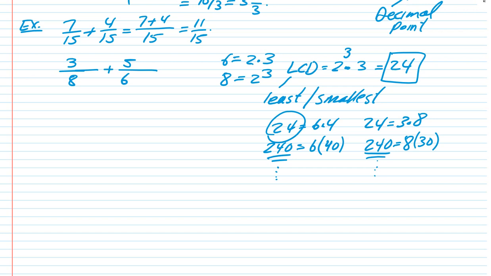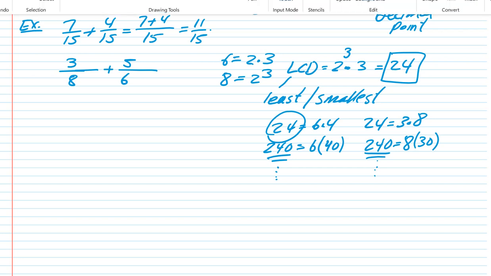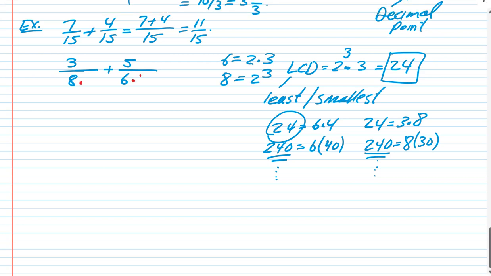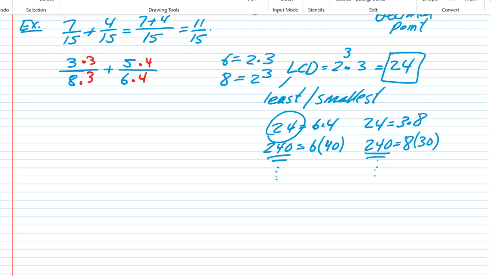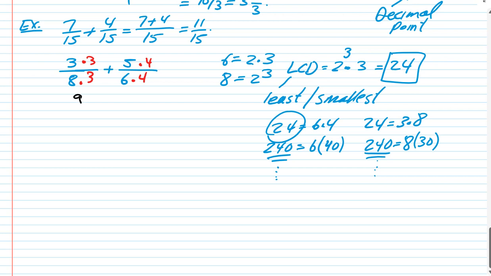Now, once we identify 24, of course, we need to rewrite the denominator of each of those fractions using 24. So I'm going to go 6 by 4, 8 by 3. And got to do the same thing. Whatever you do to a fraction, you do to the top and the bottom as well. And there we have these. So we have 9 divided by 24 plus 20 over 24, which combines to 29/24.